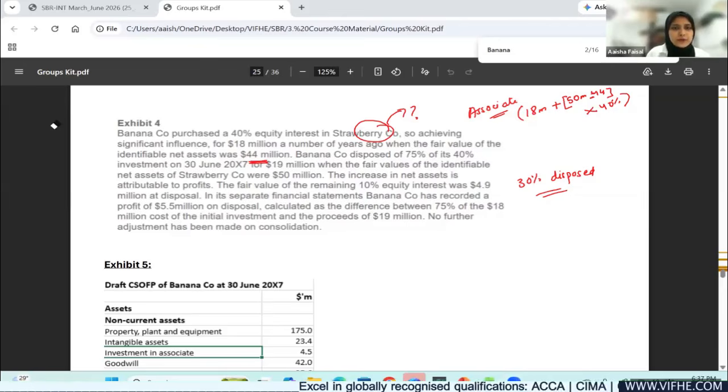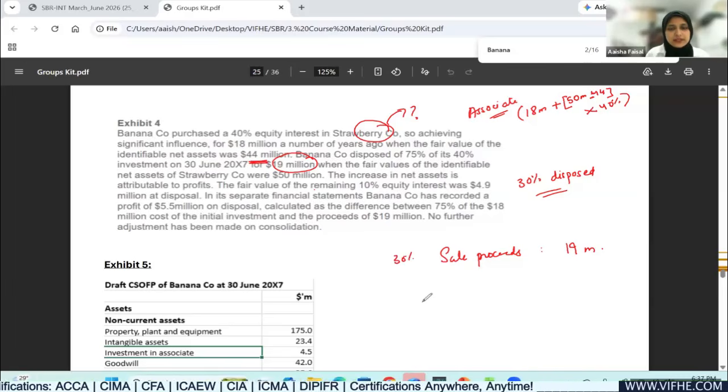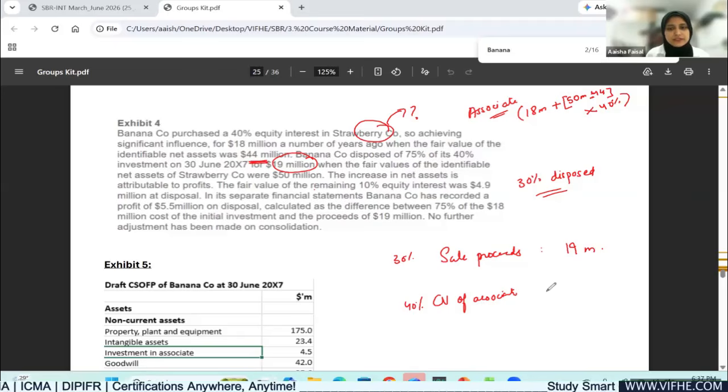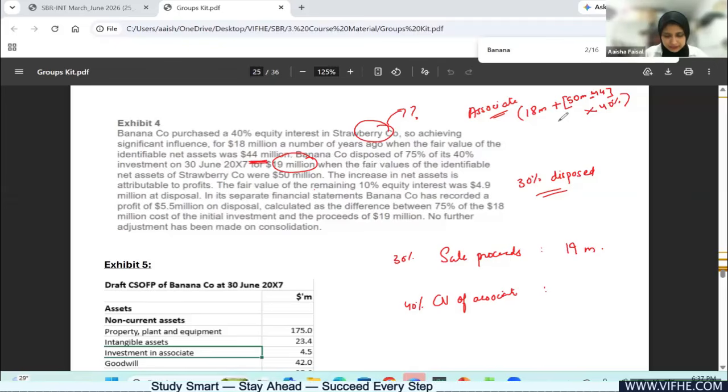So how would your process be? Now they're saying they disposed of it for 19 million. Logically, I'm trying to derive the formula, even if you don't remember it memory-wise. 19 million were proceeds for the 30% of it. And I will remove the carrying value of the associate because the associate has been disposed of. It was a 40% entity. And what would the carrying value be? 18 million plus 50 minus 44 times 40%. Can anyone quickly calculate how much this is coming to? 50 minus 44, that would be 6 million. 6 million into 40%.